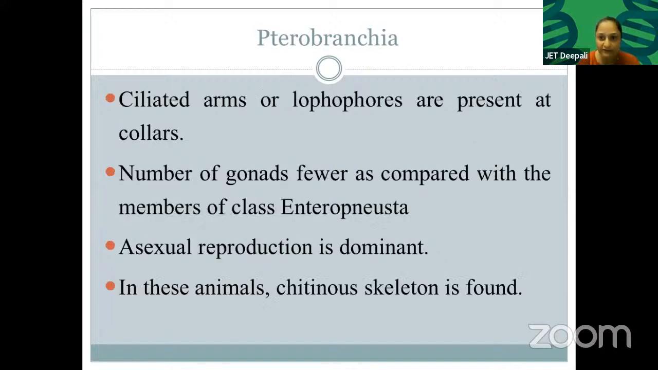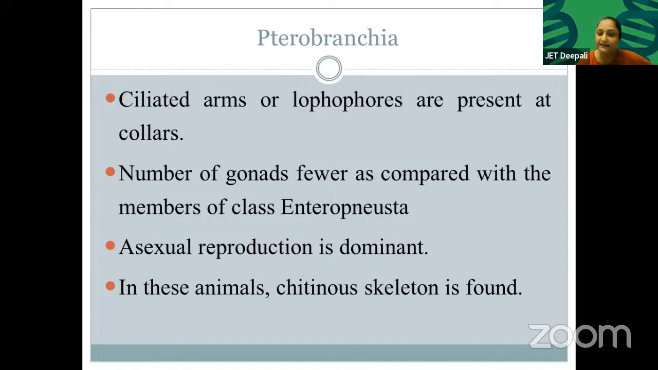So they make colonies. Ciliated arms or lophophores are present at the collars. What are lophophores? These are the tentacles arising from the collars. Number of gonads is fewer as compared with the members of Enteropneusta, meaning Enteropneusta have many gonads, they have few. Asexual reproduction is dominant, meaning they reproduce by budding.